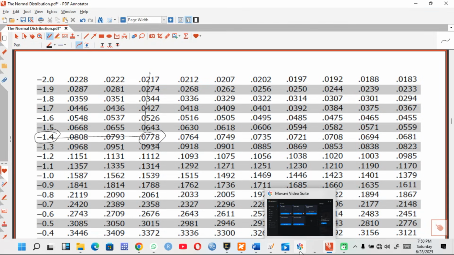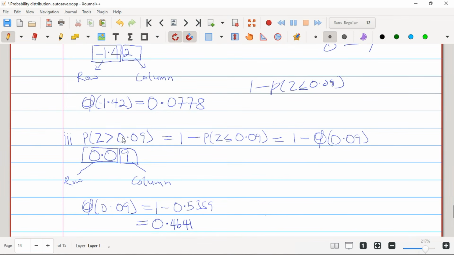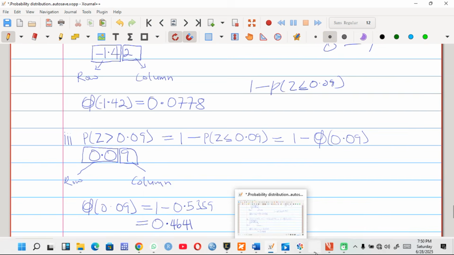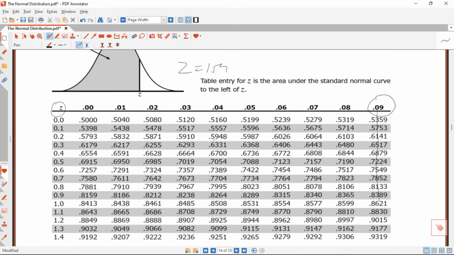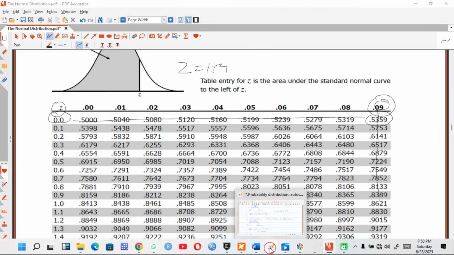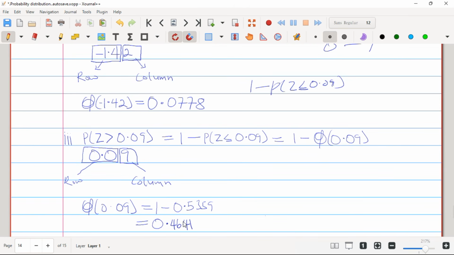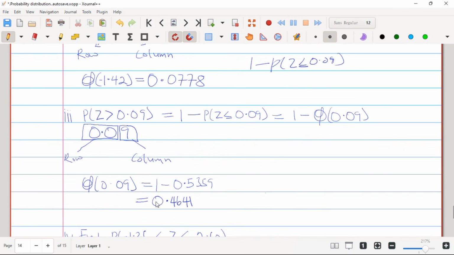So when we come to the table, we all know from the question that we have a positive z here. So we go straight to the positive distribution table, right? We locate 0.0 in the row section, and then we locate 0.09 in the column section. We just trace this one here, right? They are meeting at 0.5359. We are going to subtract 0.5359 from 1, and once you subtract, I get 0.4641. So this is how you get the probability for z greater than 0.09.